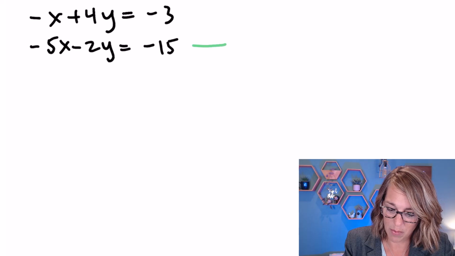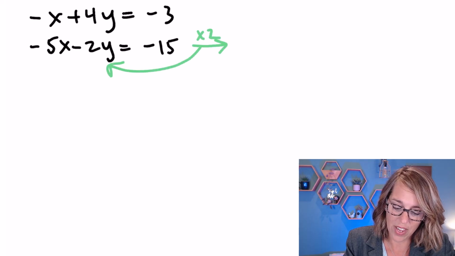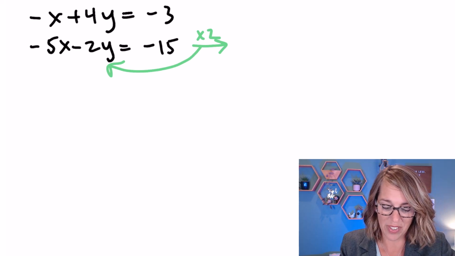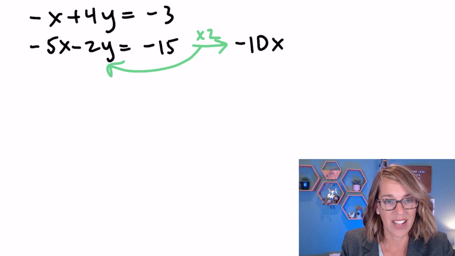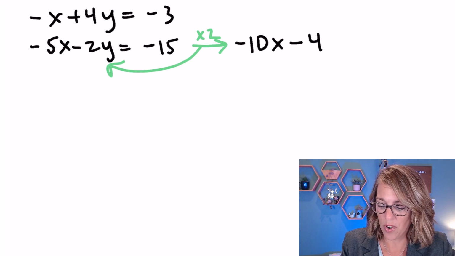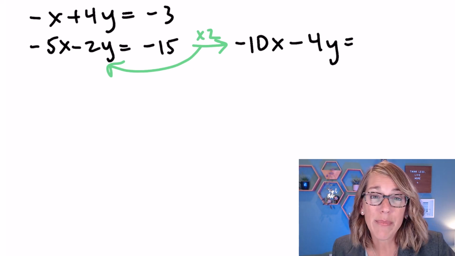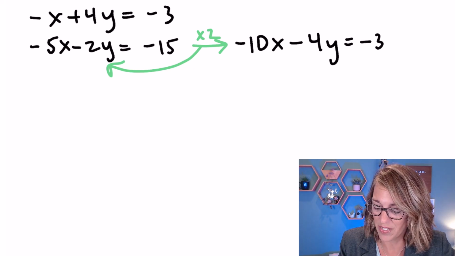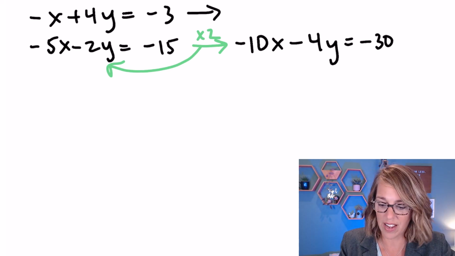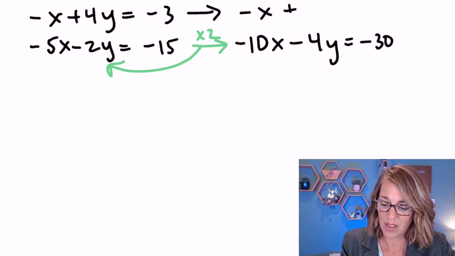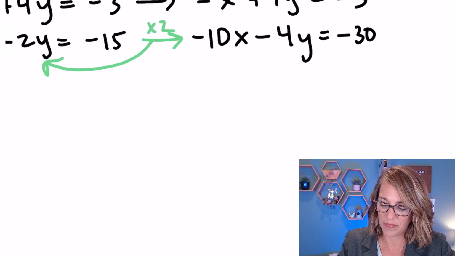So I'm going to multiply the second equation times 2, multiplying everything by that 2. I end up with -5 times 2. That's going to be -10x. -2 times 2, there's my -4 coefficient that I was looking for. And then on the other side, 2 times -15 is going to be a -30. Now, nothing to change with that first equation, so I'm just going to bring that guy over. -x plus 4y is equal to -3.